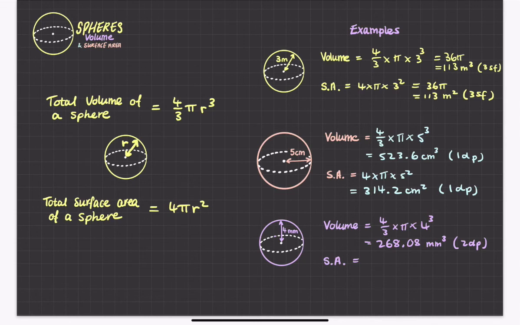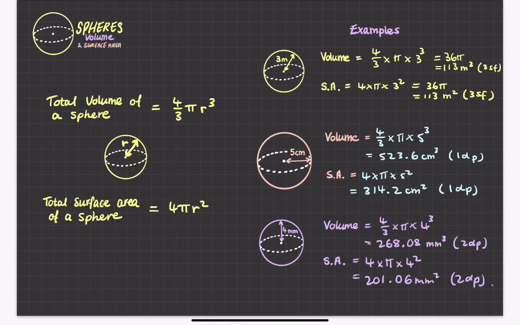And then finally, surface area. So surface area is given to us by 4 times pi times the radius squared. So here it's 4 squared. Pop that in my calculator. That gives me 201.06 millimeters squared, and that again is rounded to 2 decimal places.